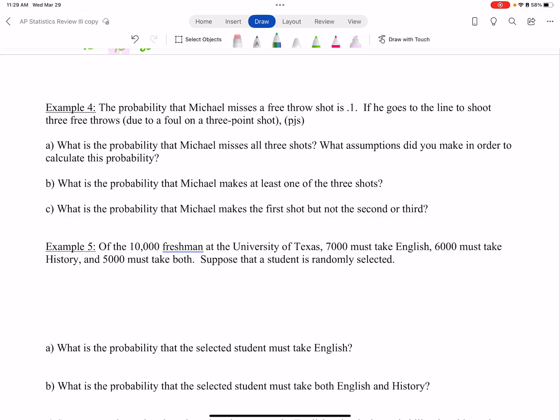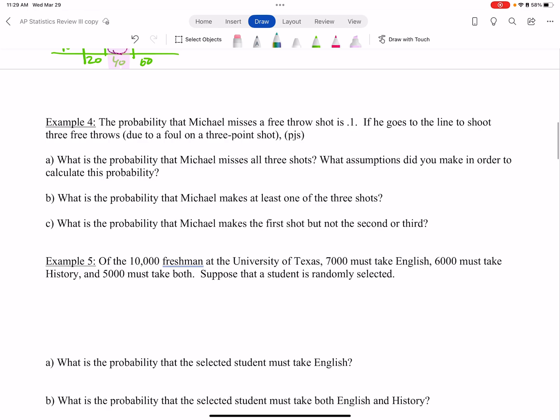Example 4. Okay, it says the probability that Michael misses a free throw shot is 0.1. That's his probability. If he goes to the line to shoot free throws due to a foul on a three-point line, what's the probability that Michael misses all of them? So missing all of them, this is the probability of a miss. So it's going to be 0.1 to the 3. So you'd say probability x equals 3. And that's obviously going to be 0.001.